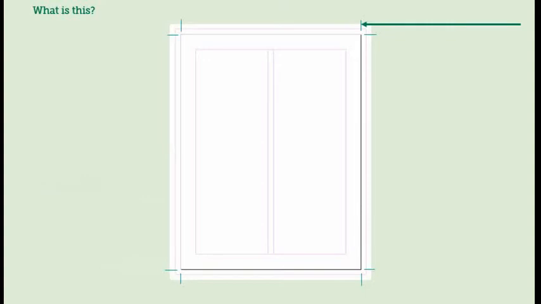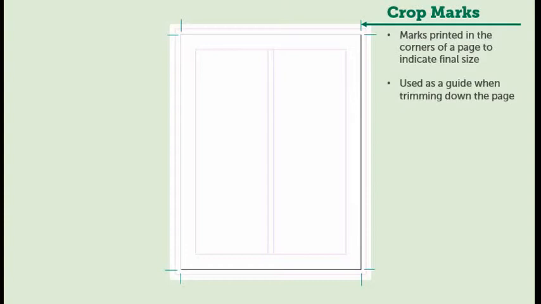So what are these little marks on the corners of the page? You're not going to see these in InDesign. I have just added them in. These are representing your crop marks. So the crop marks are printed in the corners of the page to indicate the final size. The crop marks appear when you go through your print dialog box and you check on crops and bleeds. So when the artwork is bleeding past the trim line, the crop marks help you to trim down your page to the final size that you intended.